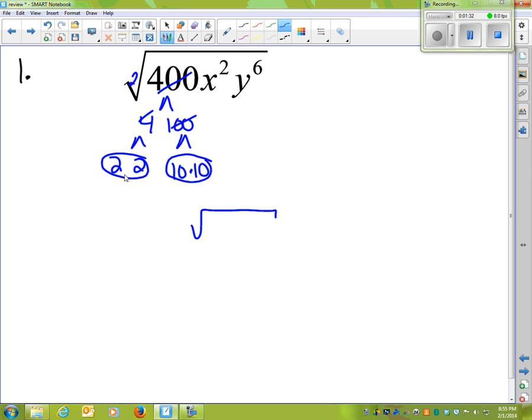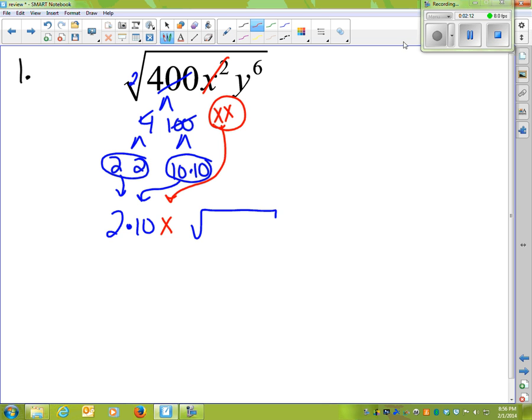Anytime that I have a pair, I'm going to pull it to the outside of the radical. What you pull out is how many pairs you have. I have a single pair of 2s, so I pull out a single 2. I have a single pair of 10s, so I'm going to pull out a 10. And anything that you pull to the outside, you multiply together. So let's look at our x's. X squared, that's 2. That's 1 pair, so I'm going to pull out 1x.